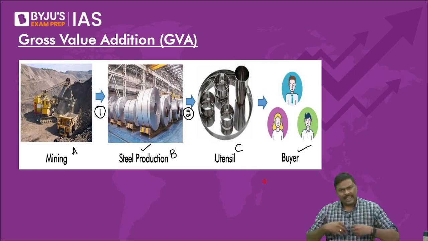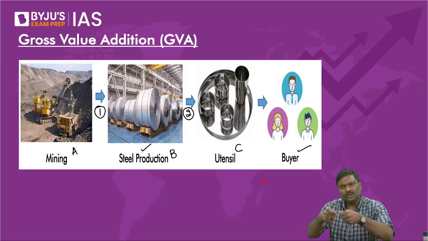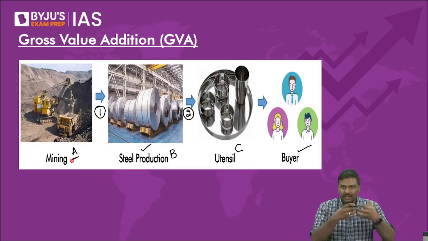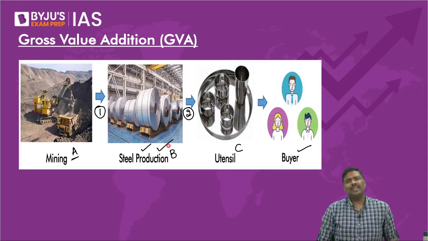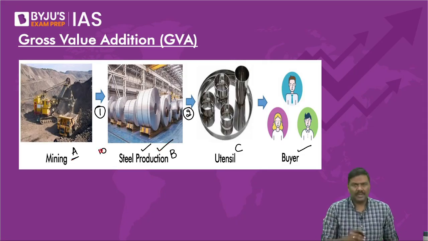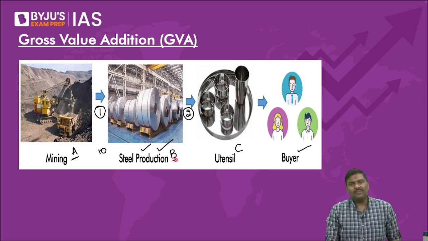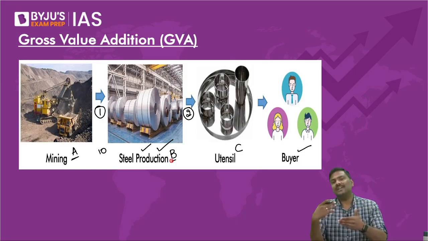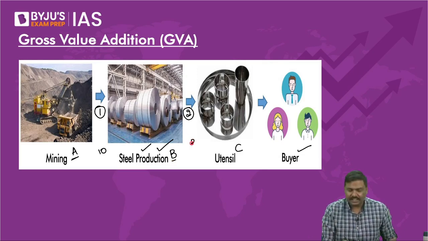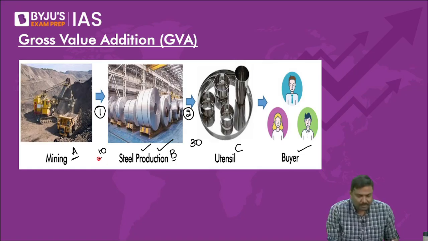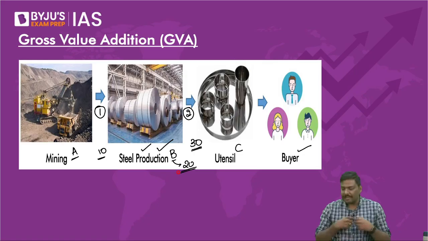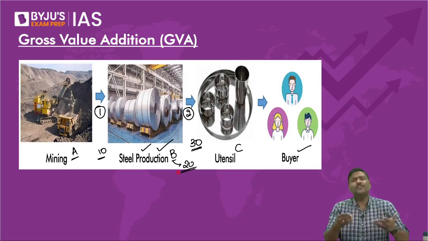Meaning what? Everybody is adding certain value to the product. For example, company A has mined iron ore and will sell it to company B, let's say at 10 rupees. Company B will purchase at 10 and use it to produce steel. It will not sell the output at 10 rupees. It will sell it at, let's say, 30 rupees. Now, when they purchase at 10 and sell at 30, can I say company B has added a value of 20 rupees here?